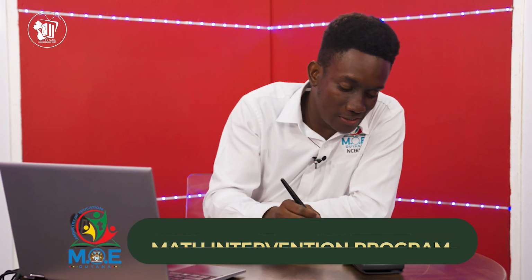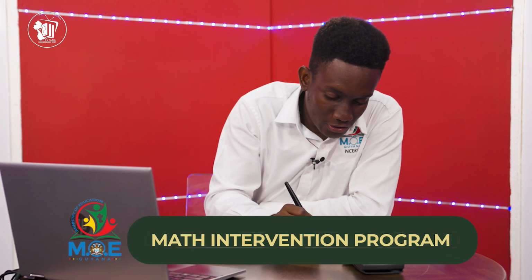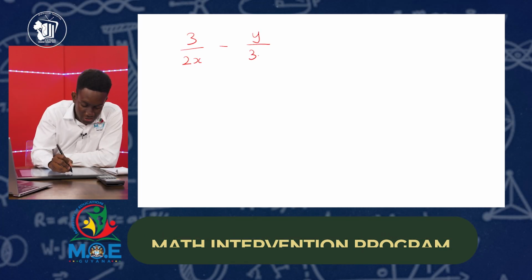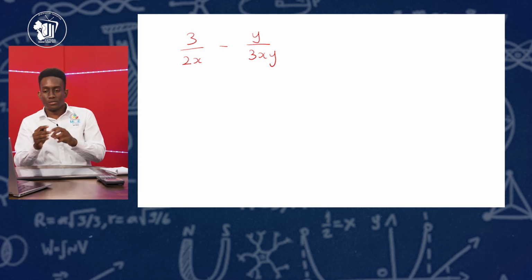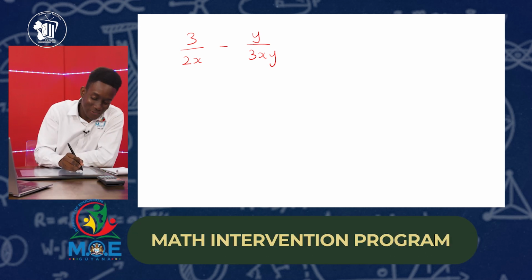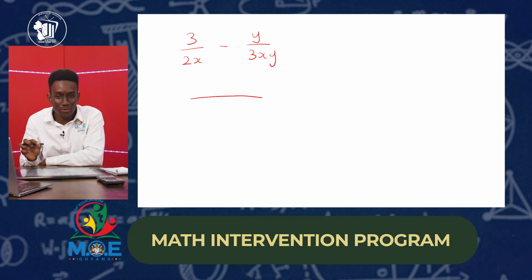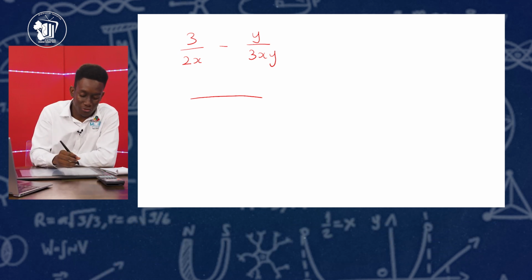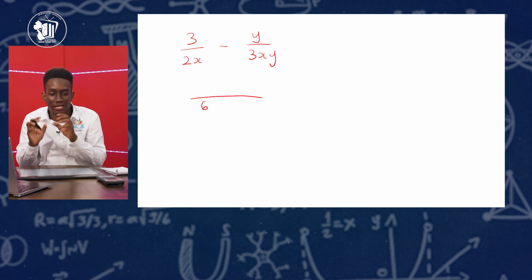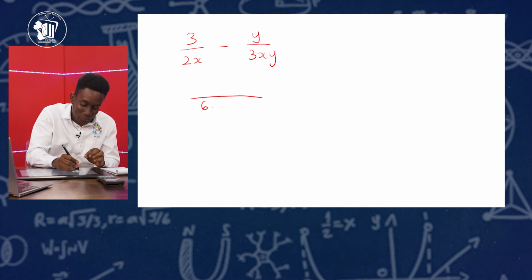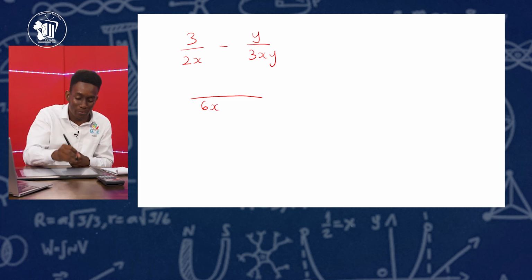Same rules apply. So now let's look at the final example. The final example says 3 over 2x minus y over 3xy. Of course, we have to find the LCM because we see 2x is not the same as 3xy. So we find the LCM of those two denominators. We take the numbers first, 2 and 3. The LCM of 2 and 3 will be 6. Then we find the LCM of the variables. We see x and xy. x is common, so we put that back as the LCM and we just bring back the y.